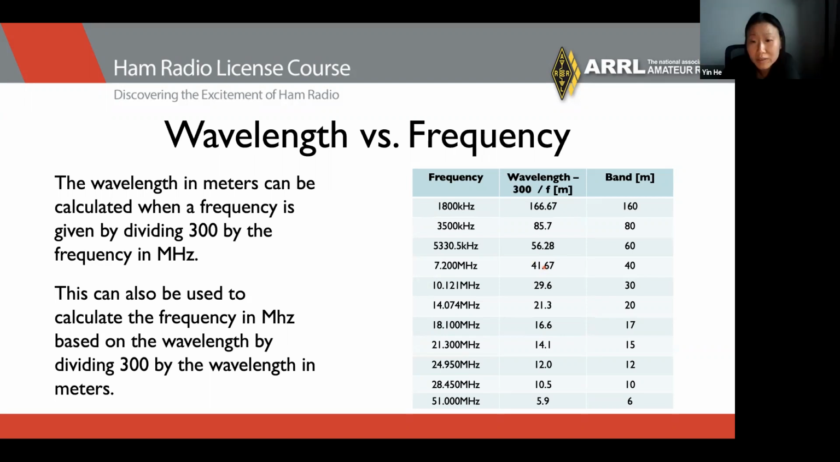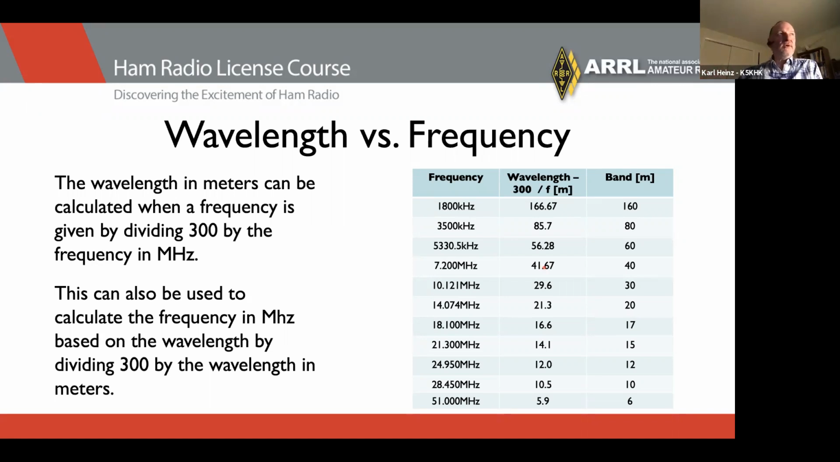Okay, I do notice that the 41.67 is rounded to the 40-meter band, but then the 10.5 wavelength is rounded to 10. So one kind of rounded the other way. Right. It's just going to the closest reasonably round number.